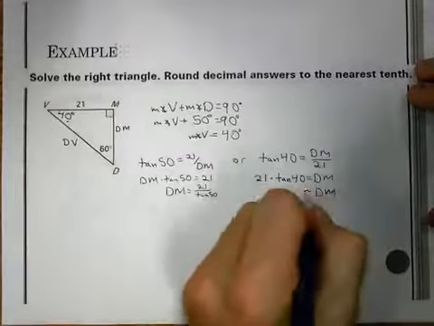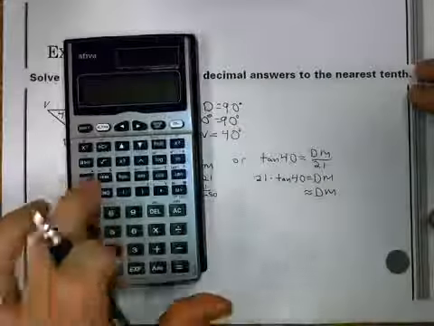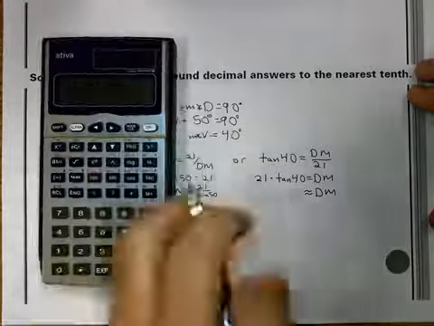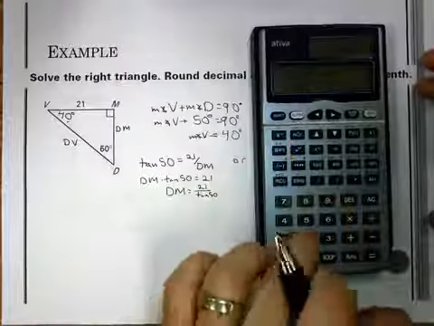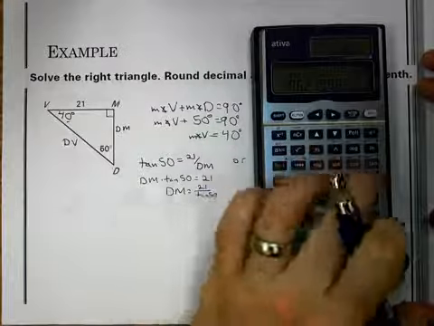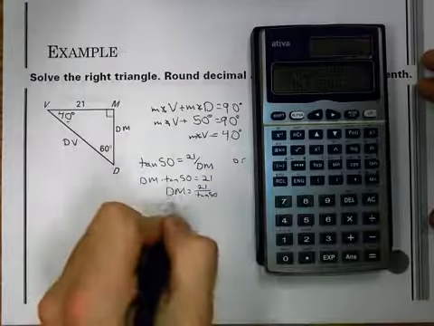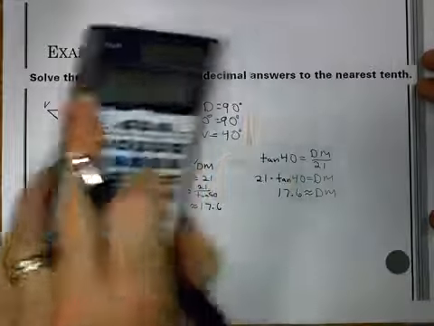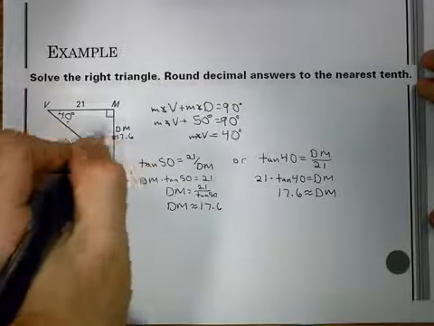So if I do 21 times tangent 40, and this is not inverse, it's just regular tangent, I get about 17.6. And then I go back to my first one, 21 divided by tangent 50, and it is about 17.6. Good, so it matches, so it's the same thing. Did I have to do both? No. Just pick one and go with it.